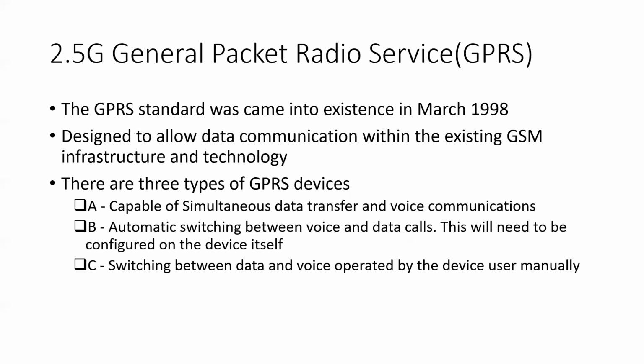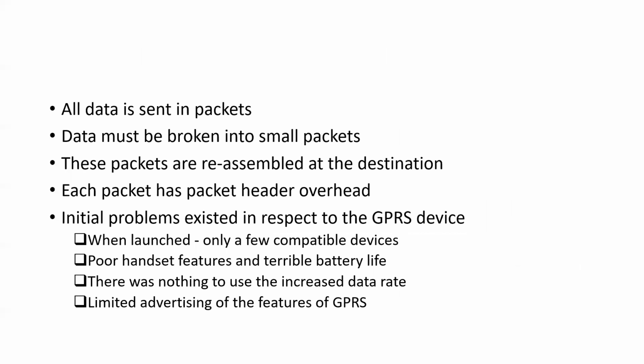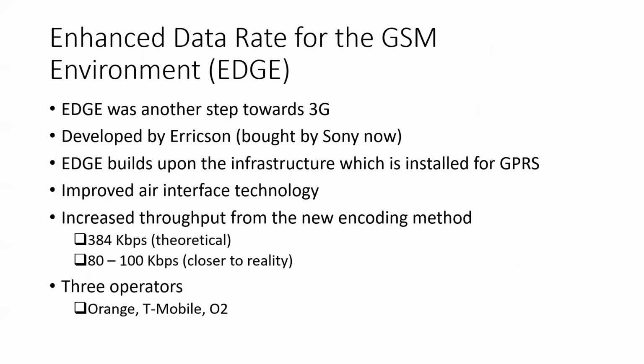So we discussed the GPRS, it came in 1998, and the main theme of the GPRS is to introduce data, the internet, into the existing GSM technology. And we discussed A, B, C, and that data was sent in packets, and some problems that existed in GPRS devices. In order to overcome the problems of the GPRS device, an enhancement, or you can say improved technology, came, that is EDGE.